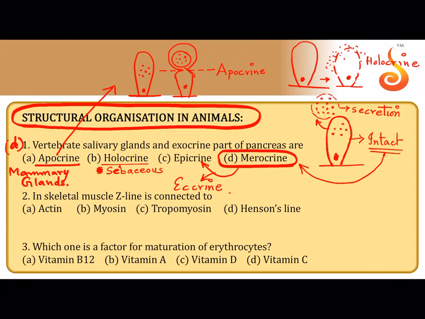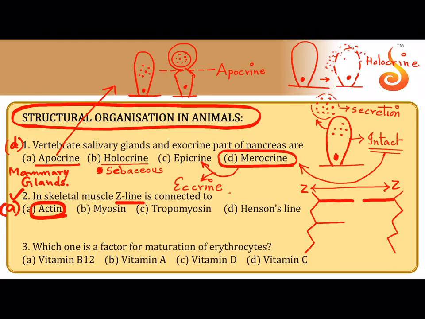Okay. So the second one: in skeletal muscle, the Z line is connected to... So where is it connected to? It is connected to actin, isn't it? Now you know what a sarcomere is. It is the structural and functional unit. Now this is the Z line. One Z line to the next Z line is what is referred to as a sarcomere, and the thin filaments are attached to the Z line on both sides, and the thin filaments are nothing but the actin filaments, and you know that in between you have the thick filaments. The thick filaments are nothing but the myosin filaments, isn't it?